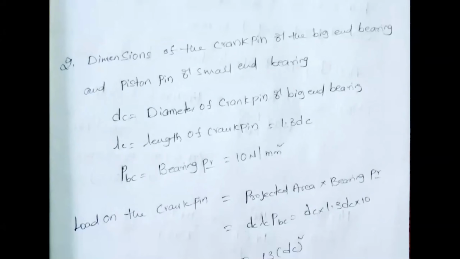Right. Next, the second point in your design procedure is the dimensions of your crank pin and piston pin. That is, the dimensions of the crank pin, or the big end. Terminology is very, very important. The dimensions of the crank pin are the big end, and the dimensions of the piston pin are the small end bearing.